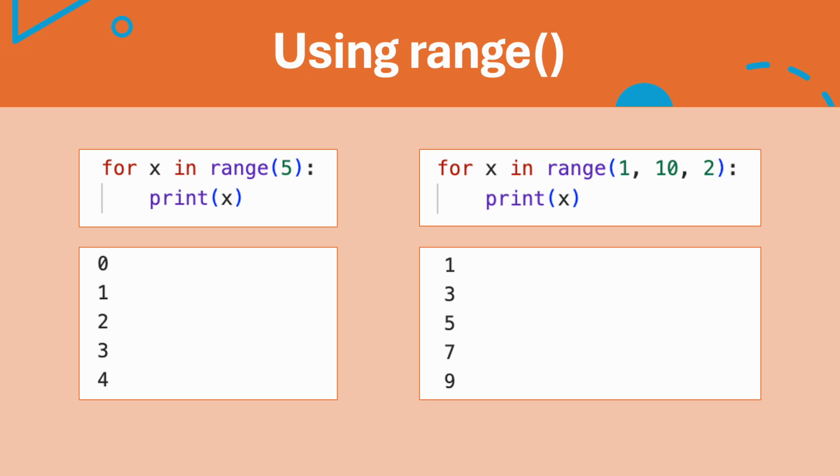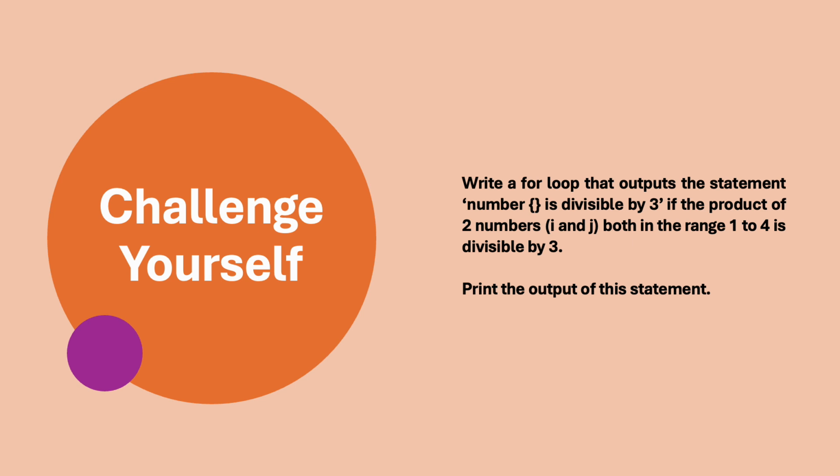In the second example, we specify that the for loop iterates through a range of 10 values, starting at 1 and printing in increments of 2, outputting the values 1, 3, 5, 7, and 9. And that's this lesson on for loops complete.